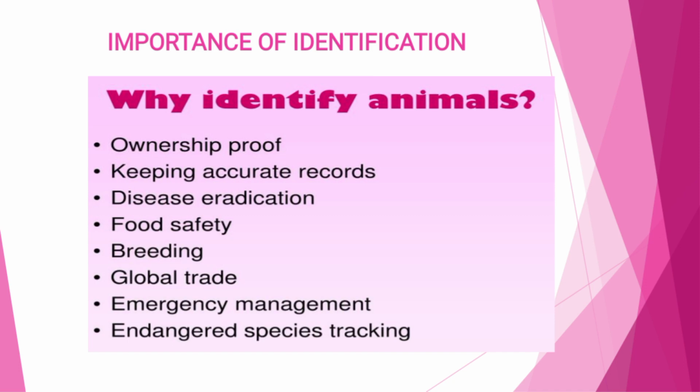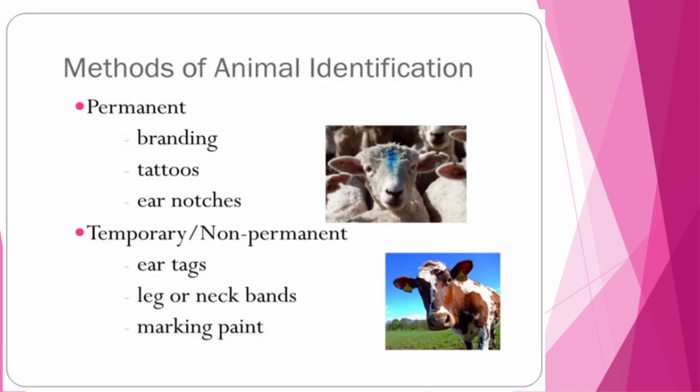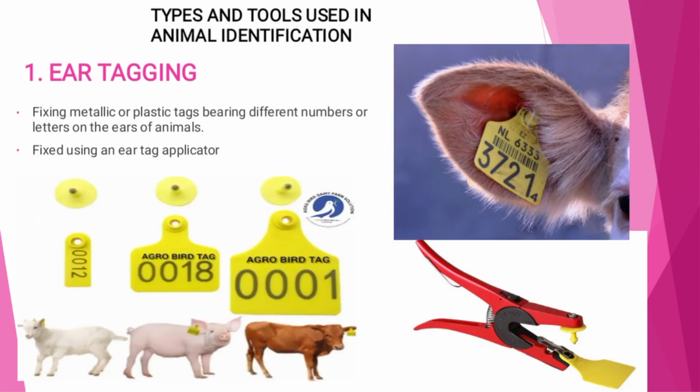The importance include ownership proof, keeping accurate records, disease eradication, food safety, breeding, global trade, emergency management, and endangered species tracking. So we are going to look at the methods of animal identification, and under the subtopic methods, we have two types, which is permanent method and temporary or non-permanent method. We are going to look at them as we continue.